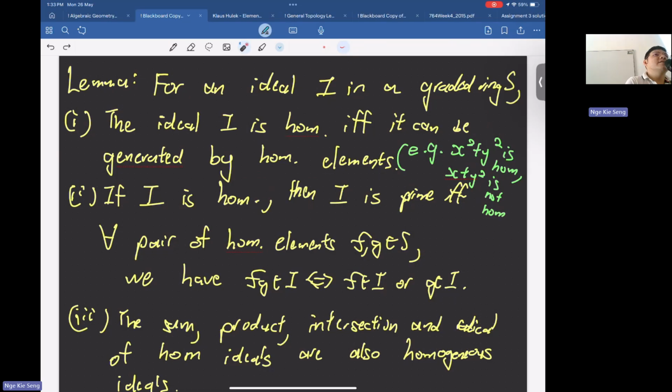So what does it mean by generated by homogeneous elements? What do you have in your generation? Okay, so what's AB? Product. So you get a product of homogeneous elements, right? But those will live in another graded part, right? And then you add them together, they also live in the same graded part.